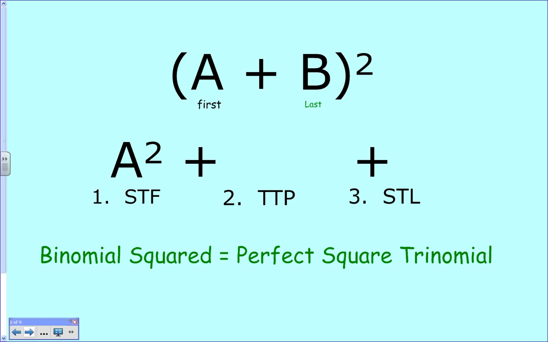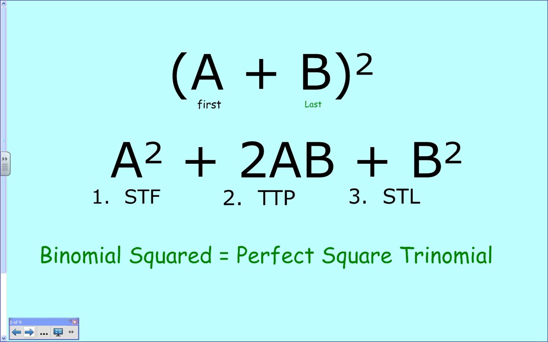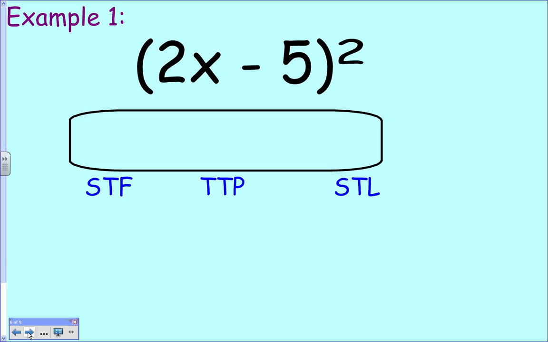Now the second step is twice the product. So if you multiply a, the first term, times positive b, the last term, you're going to get ab. If you twice that product, you're going to get 2ab in the middle. The third step is to square the last term. When you take the last term, positive b, and square it, you get b squared. Remember, a binomial squared will always give you a perfect square trinomial.